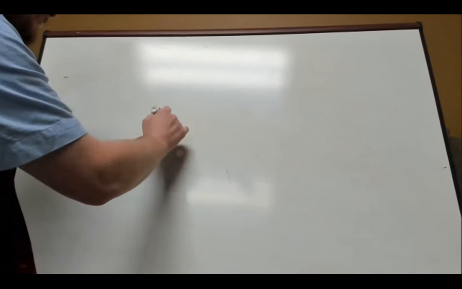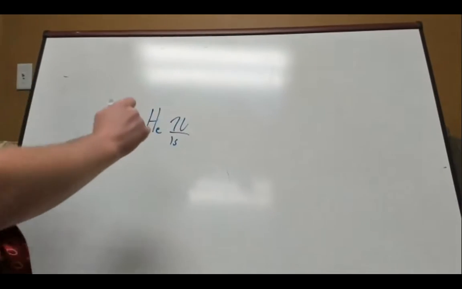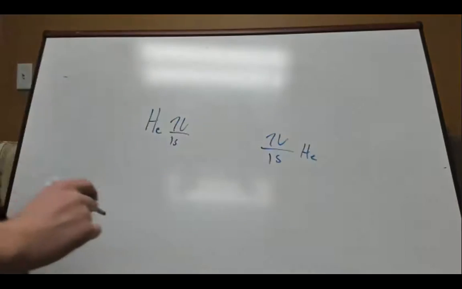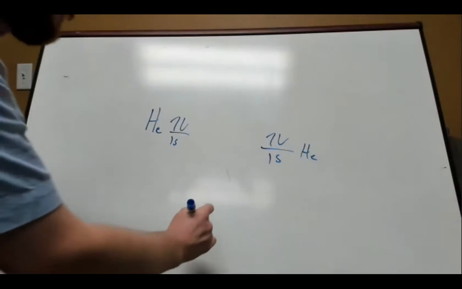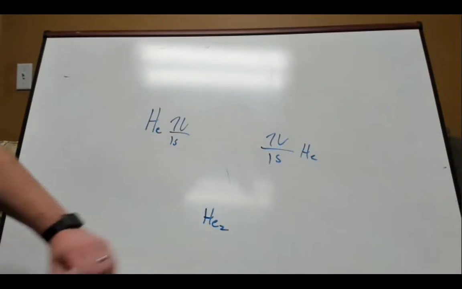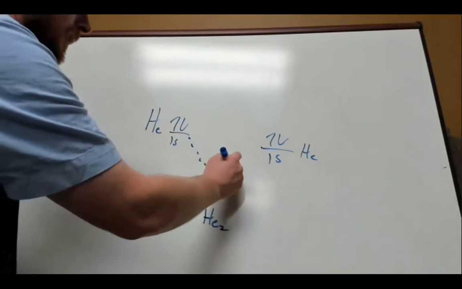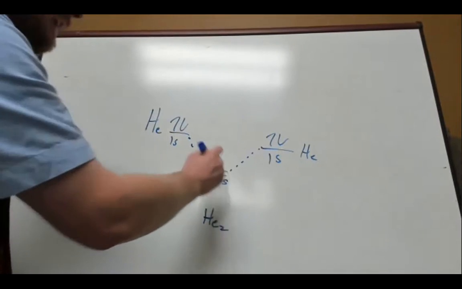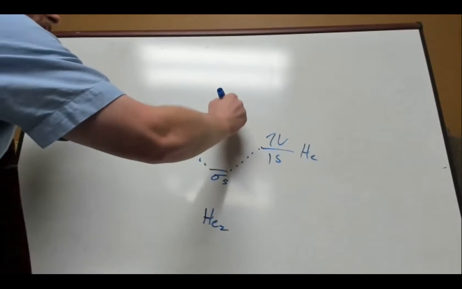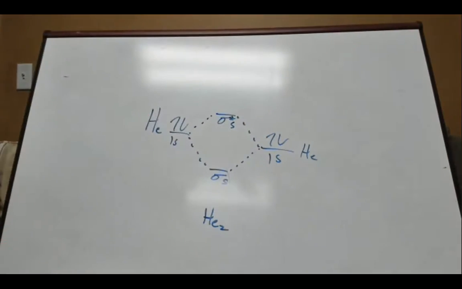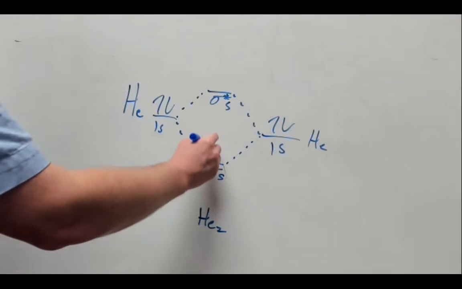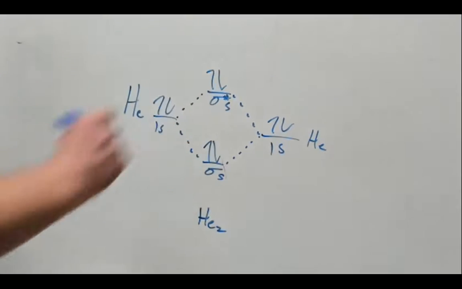So helium, we have 1s, 2 electrons. The way we do these molecular orbitals is we usually put the compound that we're going to try to describe down at the bottom. There's our sigma s, our bonding orbital for the s. Sigma star s, there's our antibonding orbital. And then we start filling in from the bottom. We have 1, 2, 3, 4.